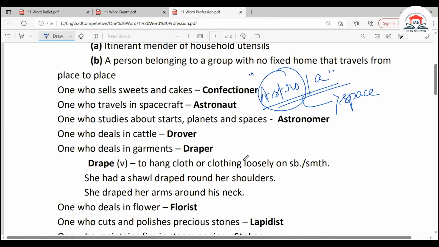But see, astrologer is a different thing. Do you know what is astrology? What is astrology? Right. It has no connection with science. Astronomy is a clear-cut science, but astrology is a pseudoscience. Clear?